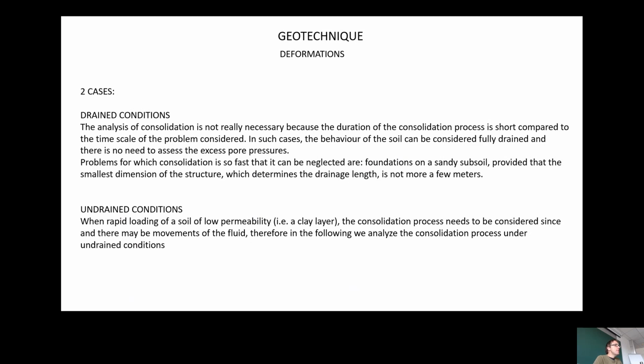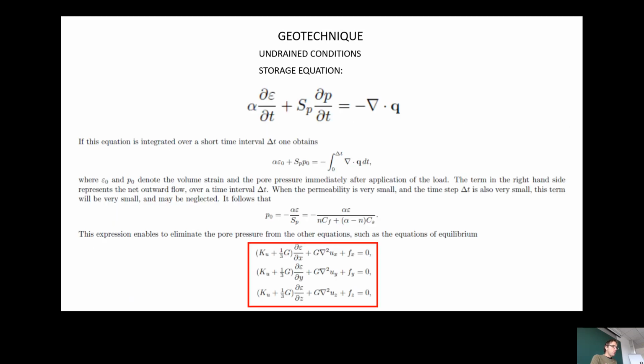In the case of undrained conditions, when there is rapid loading of a soil of low permeability, for example, in a clay layer, the consolidation process needs to be considered, since there may be movement of the fluid. Therefore, in the following, we analyze the consolidation process under undrained conditions. So for now, we will consider the case of undrained conditions because these are the ones that, as I said, are different from the one that you already know from previous courses.